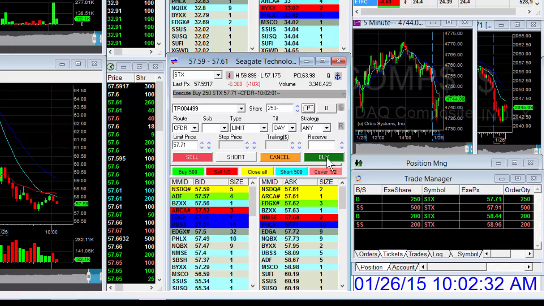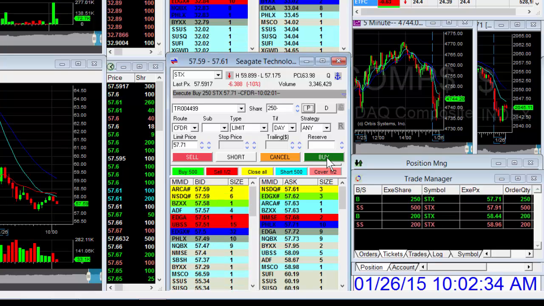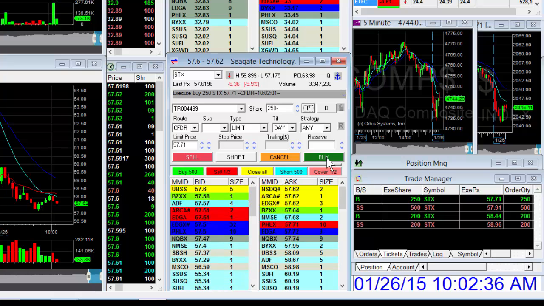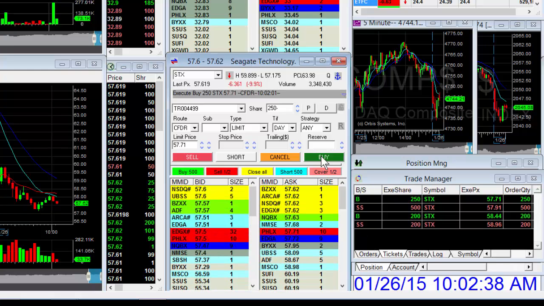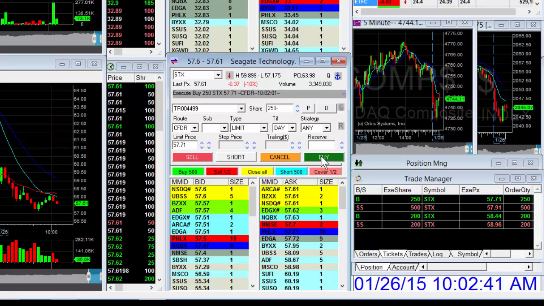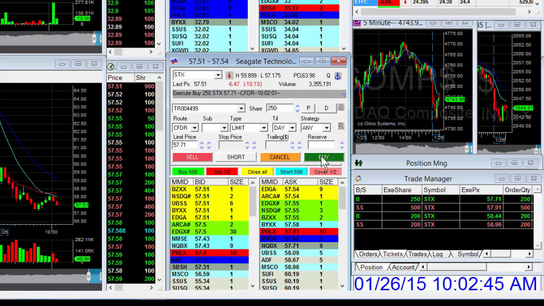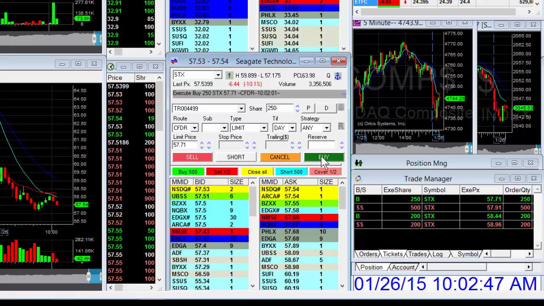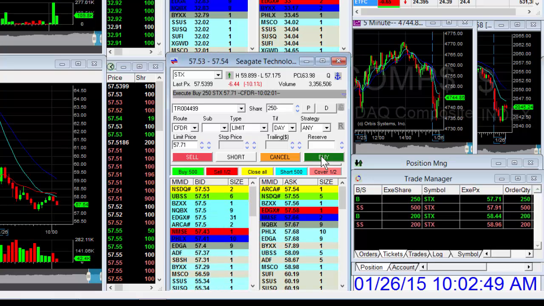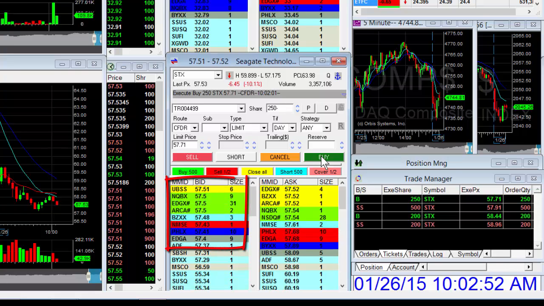Now I can short it on the bid because I'm trading CFDs versus the actual stock or equity itself. But for anybody trading the actual equity, you have to wait for an uptick to get short. Okay, and that's why it's dangerous to stay short these things for too long. Now we are coming up on 57.50. Once again, you see a natural wall of buyers right there.